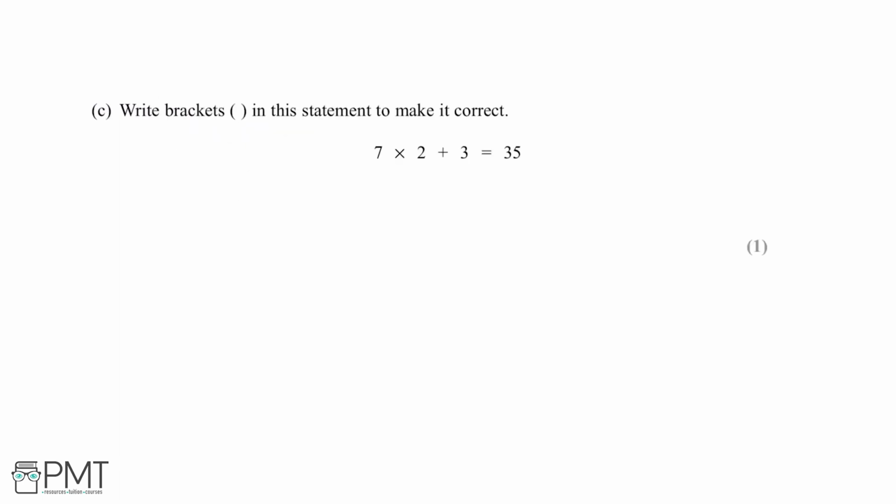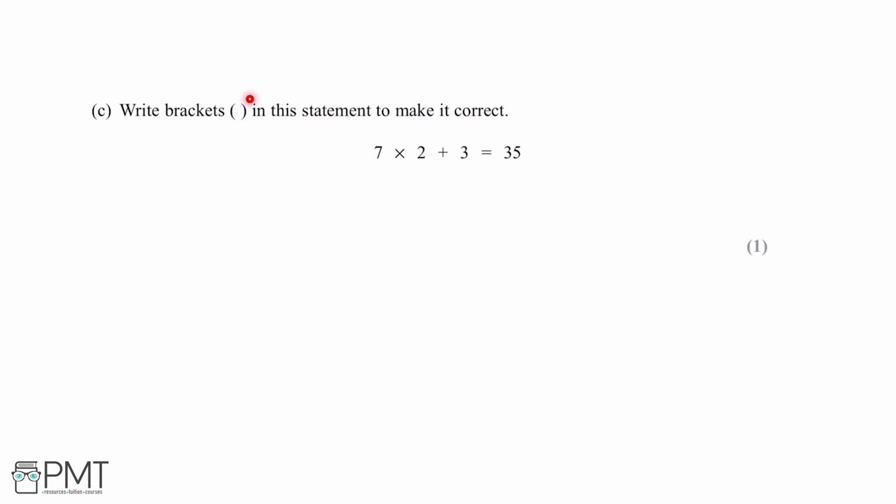Write brackets in this statement to make it correct. 7 multiplied by 2 plus 3 is equal to 35. So as before, we'll need to remember our BIDMAS rules. So at the moment, 7 multiplied by 2 plus 3 gives us an answer of 17, because we'll always do our multiplication before the addition.